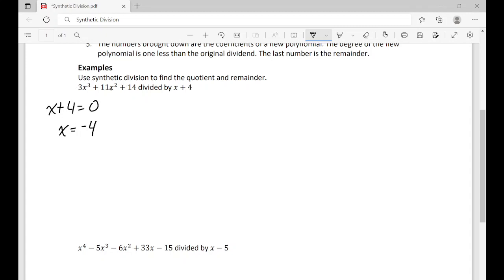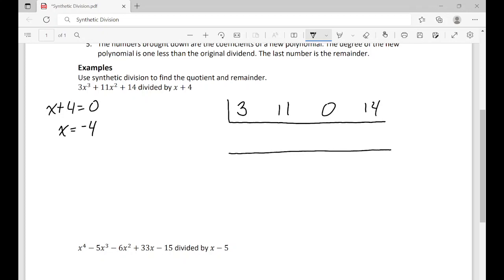Now I'm going to be taking my polynomial that's in order, and I'm going to write the coefficients. So 3, 11, 0, and 14. And I use 0 because there is no x term, so I have to represent it somehow. And this is how I do the division symbol, like this instead of the other way. I think it makes more sense, but whichever way works for you. The negative 4 goes right here, and then I bring the leading coefficient down, 3.